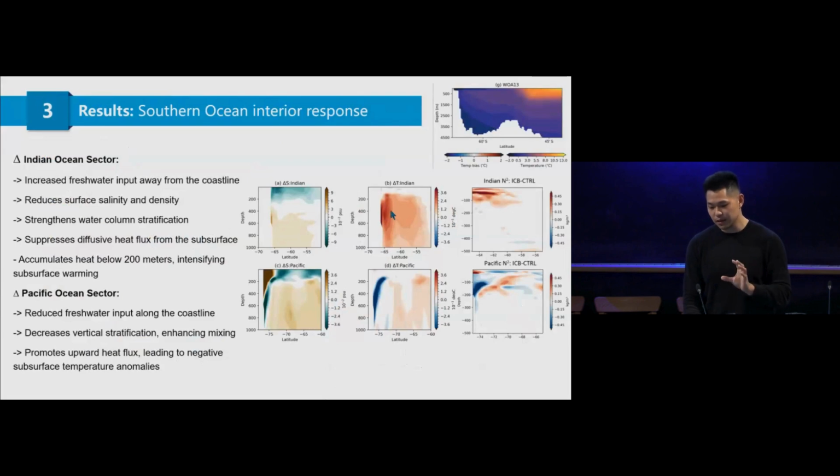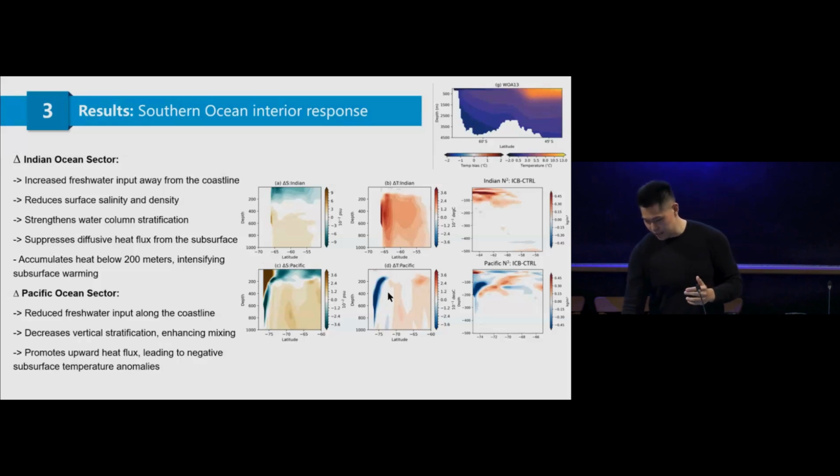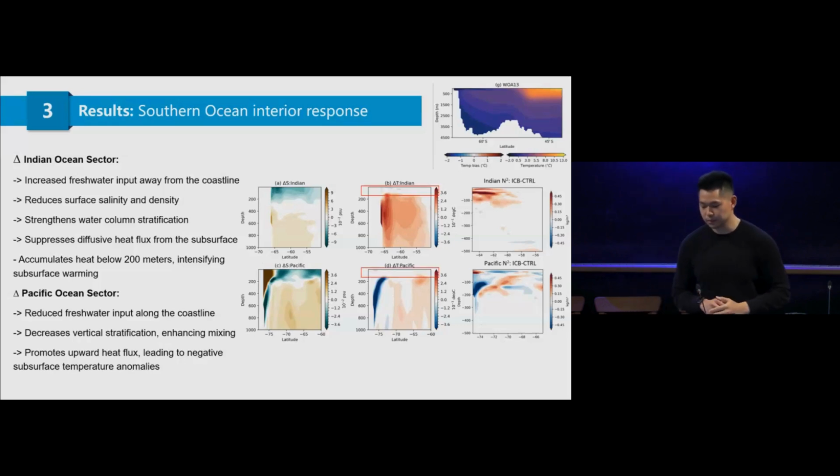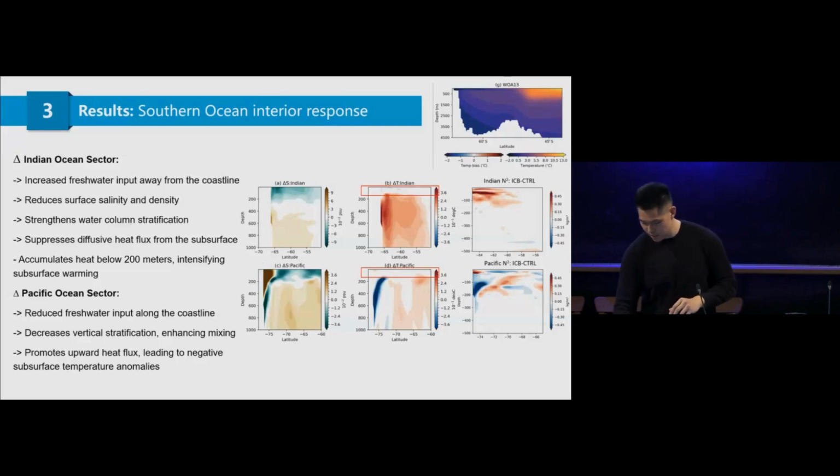And in the Pacific sector, we have less fresh water along the coastline. This causes decreased vertical stratification and enhanced mixing. This is why we got a subsurface cooling signal here. You might notice that we don't see much temperature anomaly at the surface, and that's induced by the sea ice feedback. Due to the limitation of this talk, we're going to skip this segment.